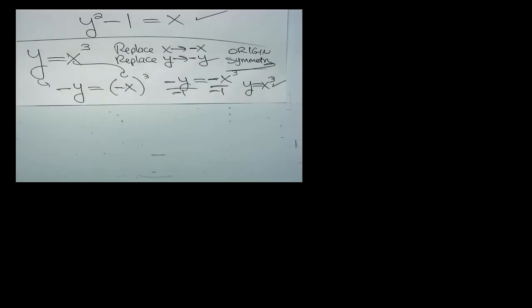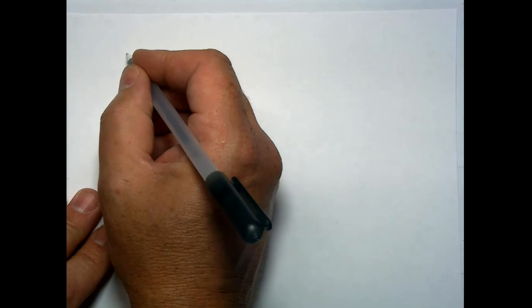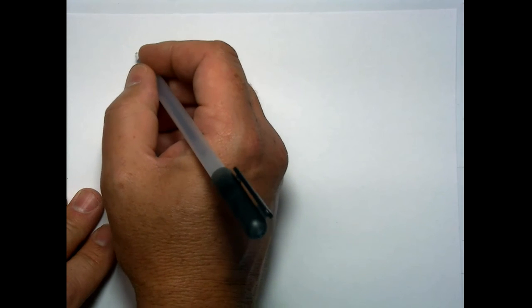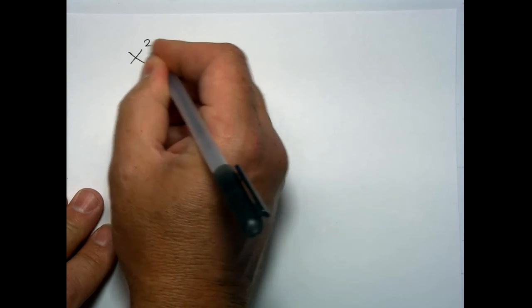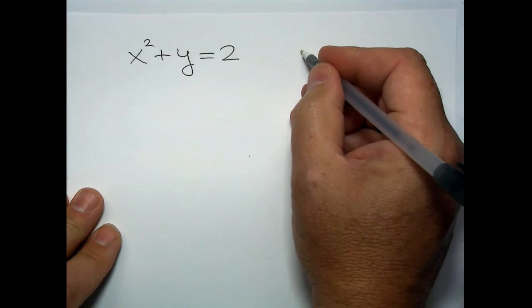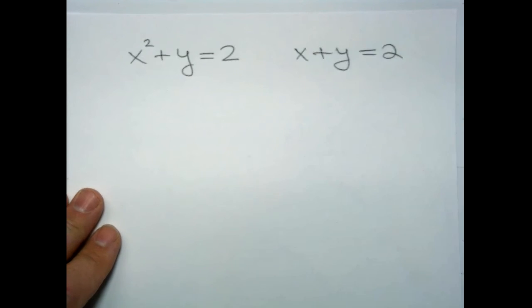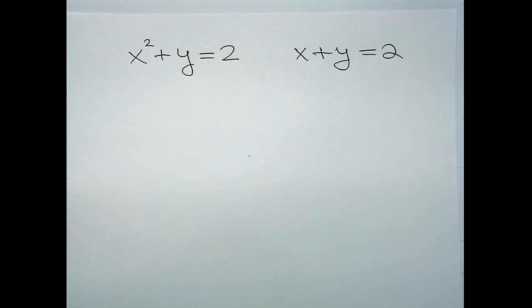So points of intersection. Let's say I had two curves, and these curves somehow touched each other. They ran into each other somewhere, but we're not sure where. So the first curve is, how about x squared plus y equals 2? And the other curve is going to be x plus y equals 2. Now, right off the bat, I think you can all recognize that these curves touch each other at 1, 1.